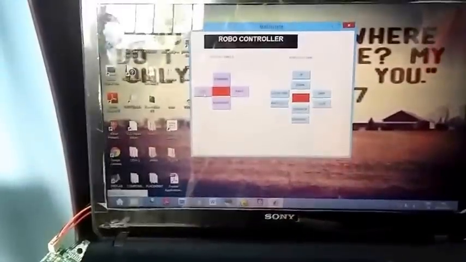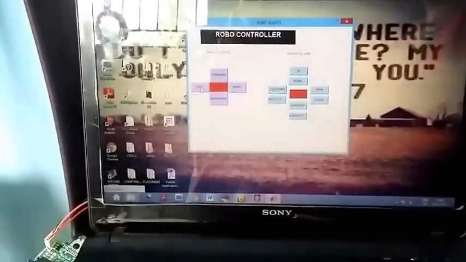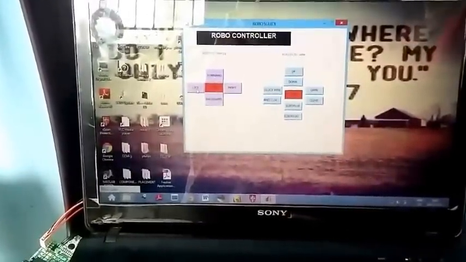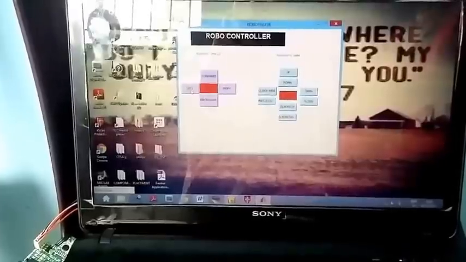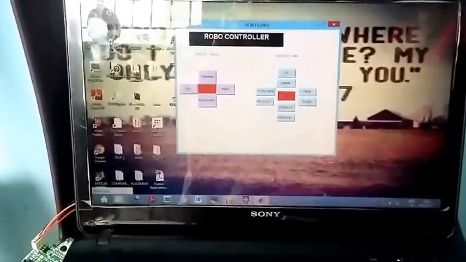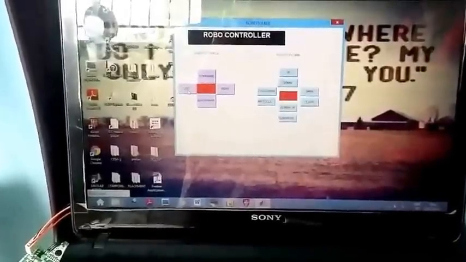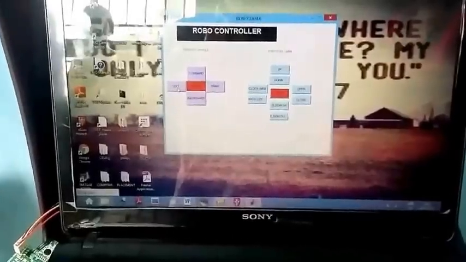The movement or the directions of the robot is controlled by a friendly graphical user interface which is located in the PC side, which is placed at the patient. And now we can see that the graphical user interface has got two parts, that is for controlling the robotic vehicle motions as well as the motions of the robotic arm.